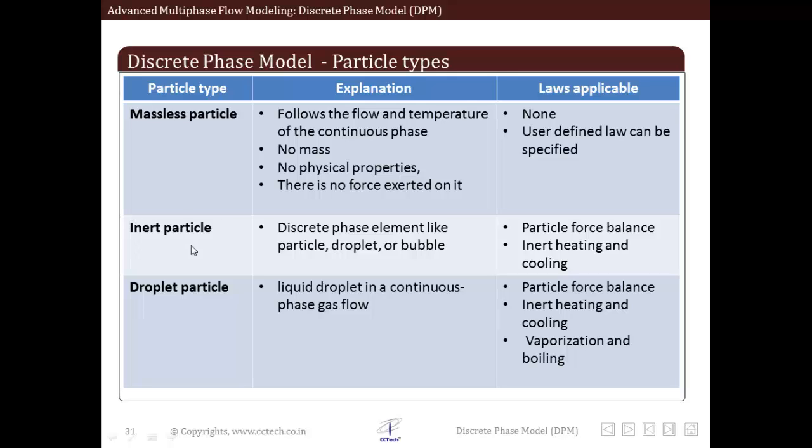The second type is the inert particle. These are particles like droplets, bubbles, or particle-shaped discrete phase entities. In terms of laws, force balance is applicable on this type of particle. Also, inert heating or cooling can be applied.